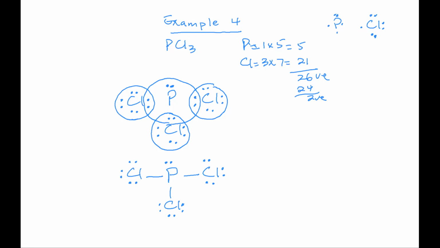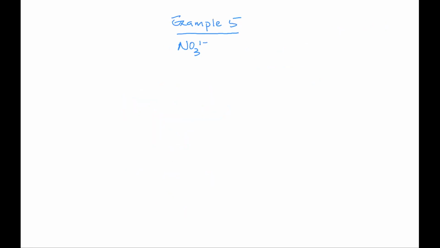That's example 4. Feel free to do it before you see how it's done. It's good to practice on your own. You pause it and practice. You don't have to wait till I finish everything. This is a polyatomic ion. This is nitrate. It has a charge, so it's a little different.